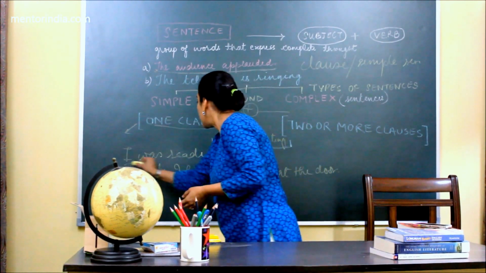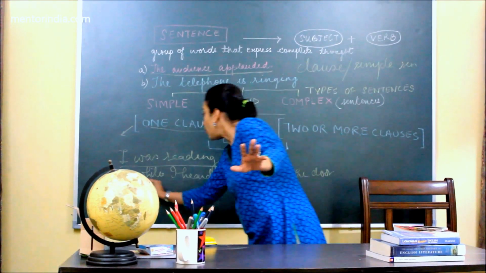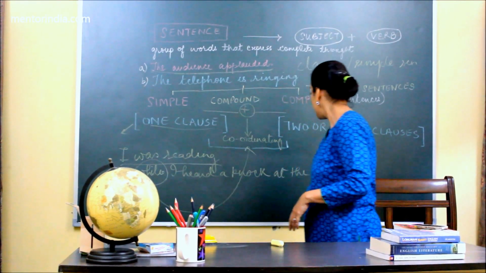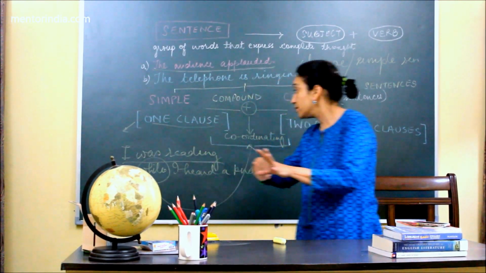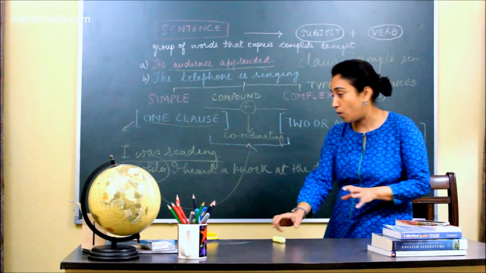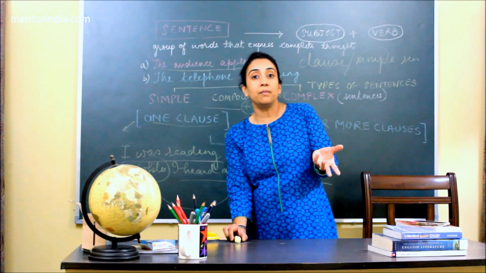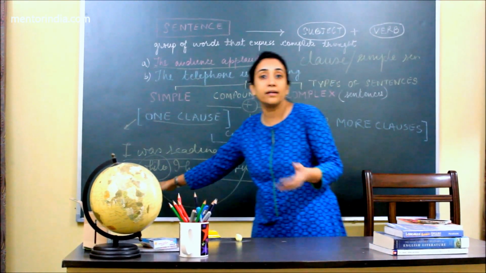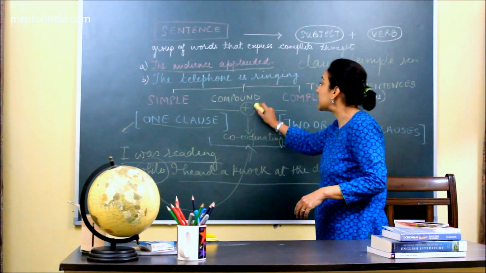Now, "I was reading" is the first clause and this is also a simple sentence. "While" could be a coordinating conjunction and the next is "I heard a knock at the door." Now, if I look at the clause, I heard a knock at the door, it's totally complete, which has a subject and a verb, and it's totally independent from the first one. So this becomes a compound sentence.